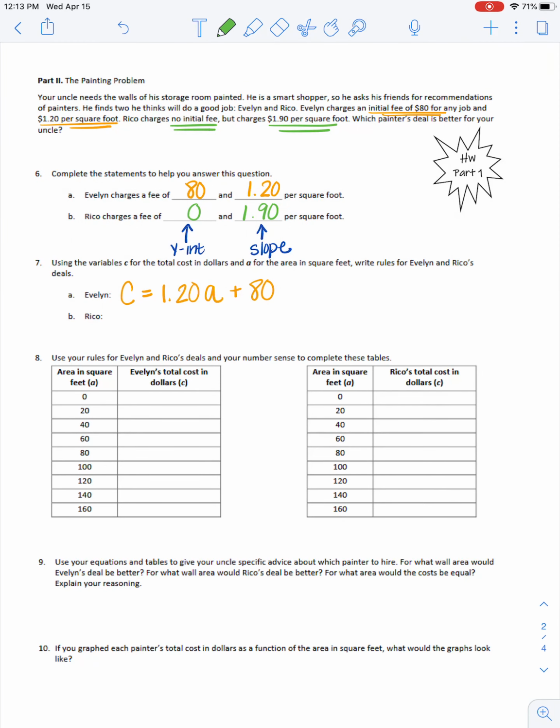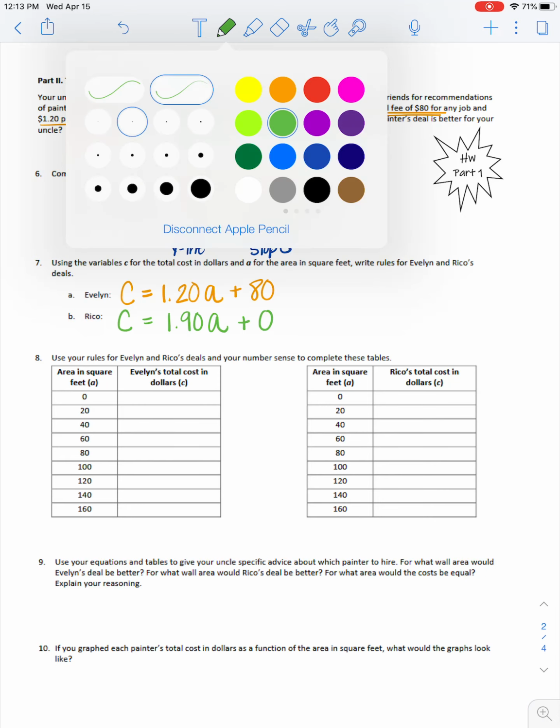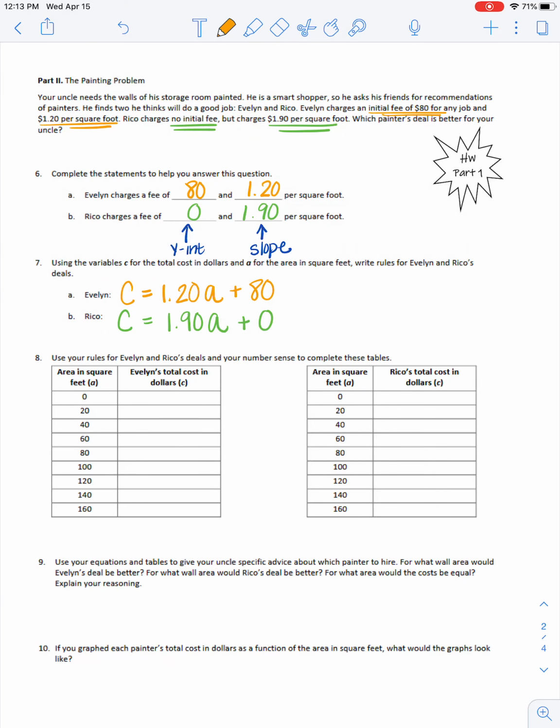And we're going to do the same thing for Rico. The cost is equal to the rate or the slope times the area plus the y-intercept, which in this case is 0. You do not have to write the 0 there unless you want to. Okay. All right, I am going to fill in this table using this rule for Evelyn.